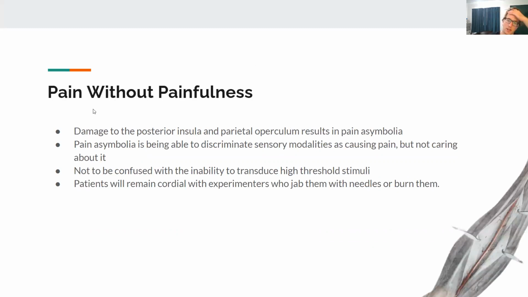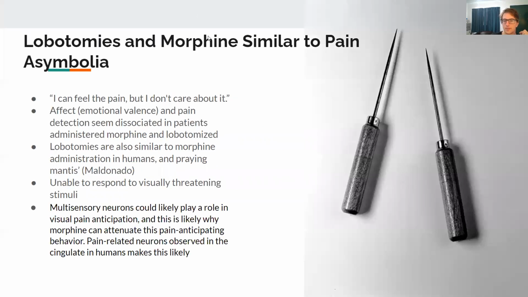Here are some things that can cause pain asymbolia besides lobotomy and cingulotomy. It's not to be confused with some pain disorders where you can't actually feel high intensity stimuli. You really can feel it. You just can't care about it. They say things like, I can feel the pain, but I don't care about it.